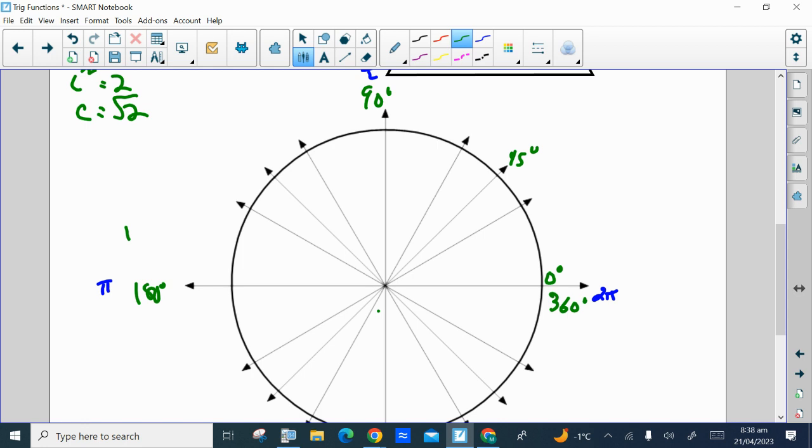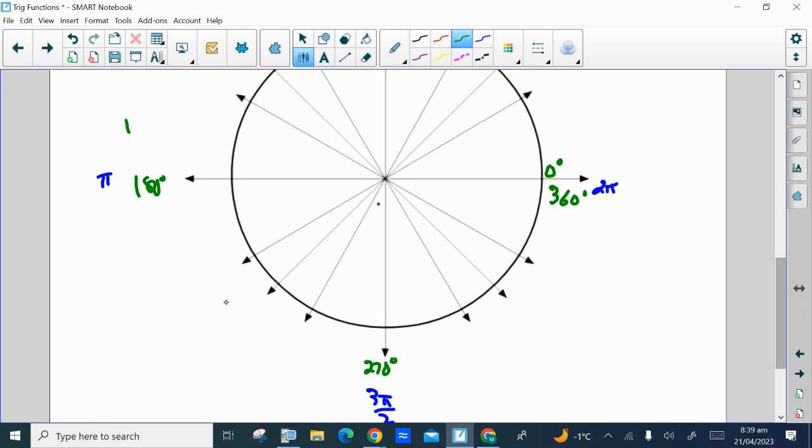And we can go around the circle in terms of 45. Another 45 is 90. Another 45 is 135 degrees. Another 45 is 180. Then 225 degrees. Then 270. Another 45 is 315 degrees. And then 360 degrees.